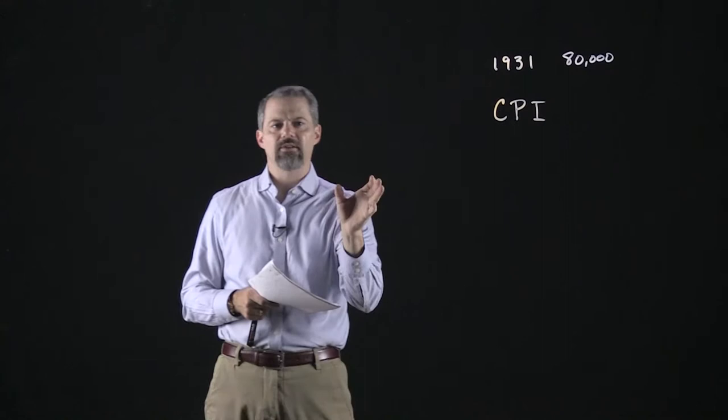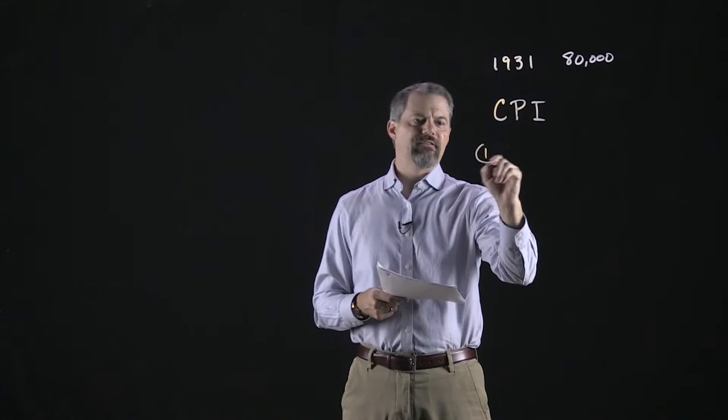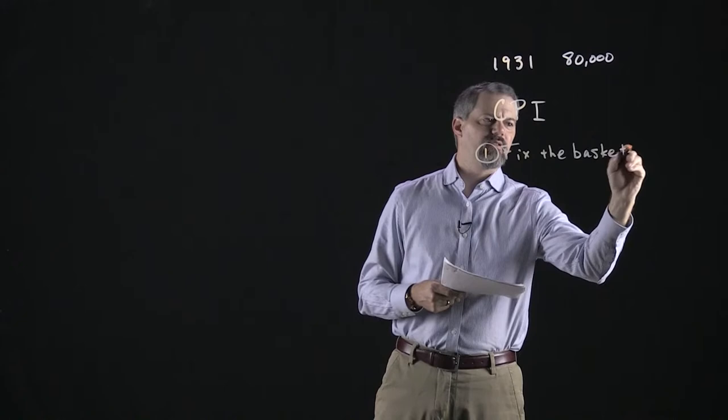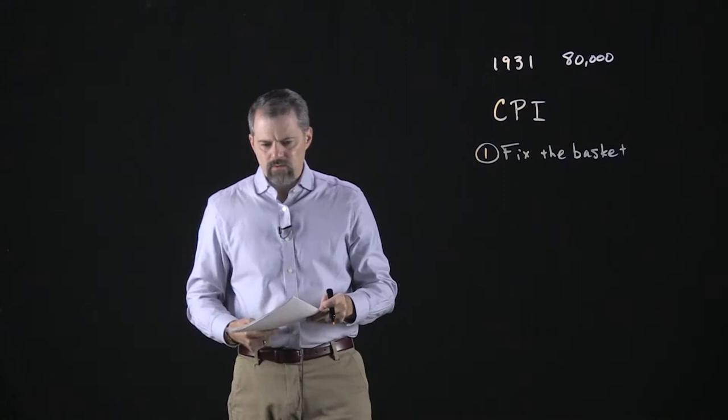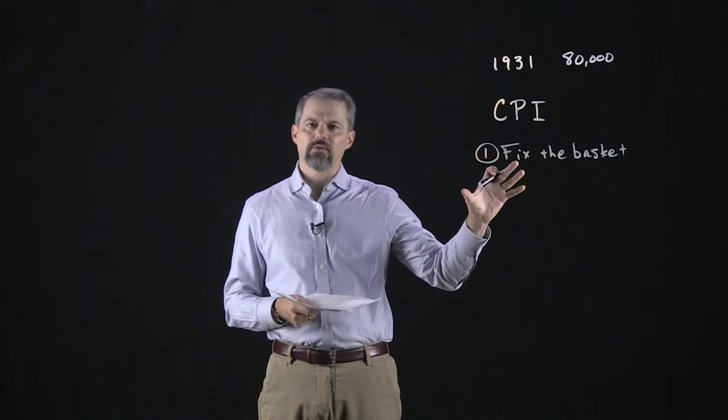So let's talk about how the CPI is calculated. Calculating the CPI, there are a few steps. The first step is to fix the basket. What that means is that we need to decide what goods are going to go into the basket. What are the goods that are purchased by the typical consumer? The way that the Bureau of Labor Statistics does this is they survey a number of households to figure out what the typical household purchases.